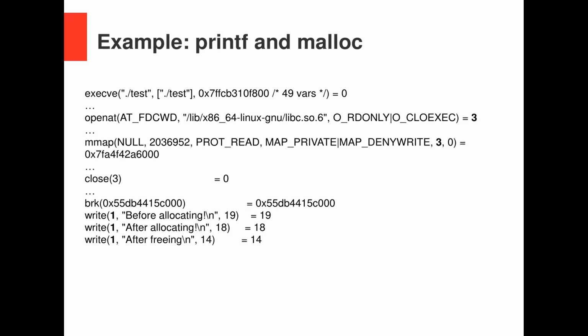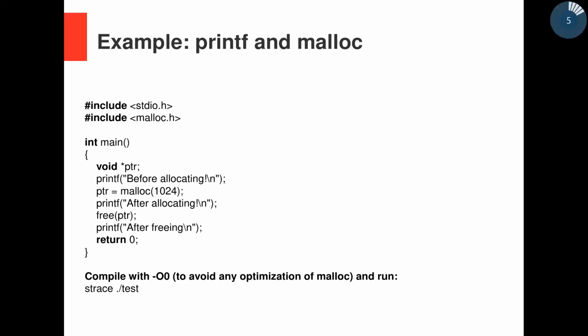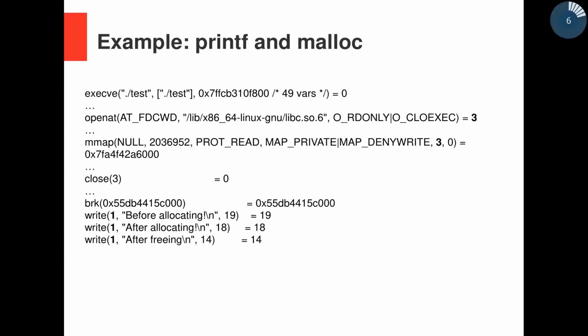But then surprisingly, you don't see any mmap calls or brk or anything like this. You have just printf statements: before allocating, after allocating, after free. So you see printf at least was translated to the right system calls. Printf is a high-level function, and write is the system call that's going to be handling that function. You can also notice that there is a file descriptor 1 here. So what does 1 mean? Any idea?